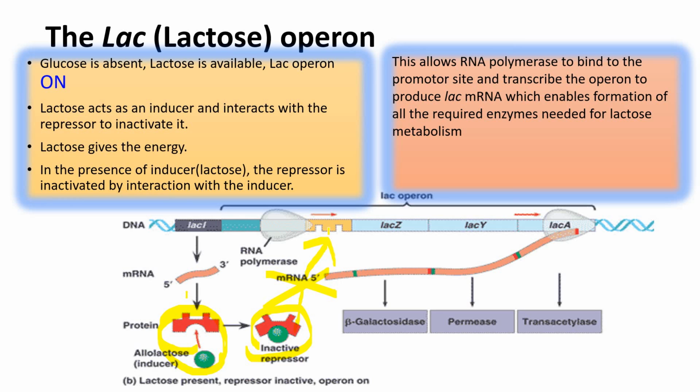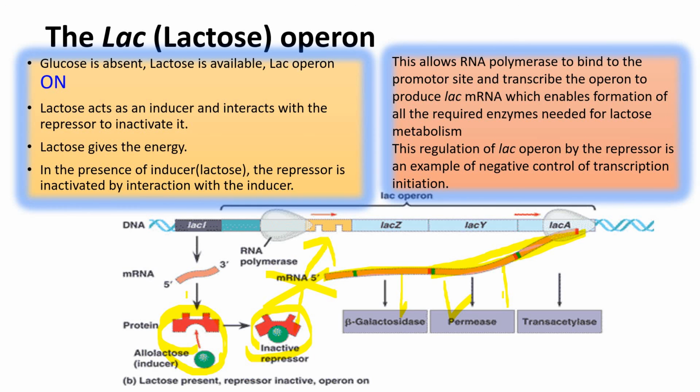This allows the RNA polymerase to bind to the promoter site and transcribe the operon to produce lac mRNA. Now the lac mRNA is produced. This will enable the formation of all the enzymes needed for lactose metabolism. So all three enzymes are produced from the mRNA. This regulation of the lac operon by the repressor is an example of negative control of transcription initiation.